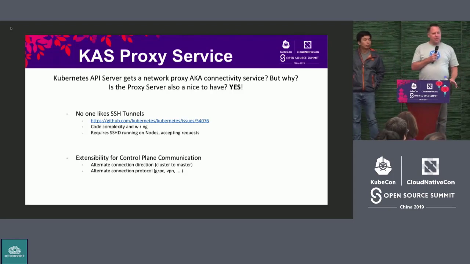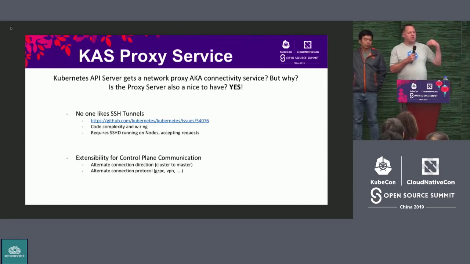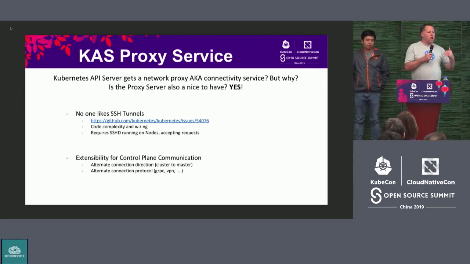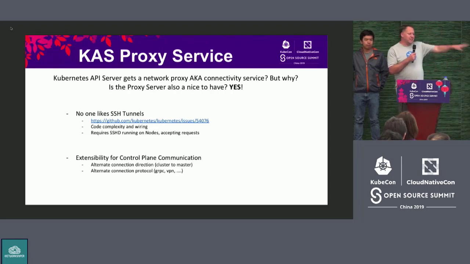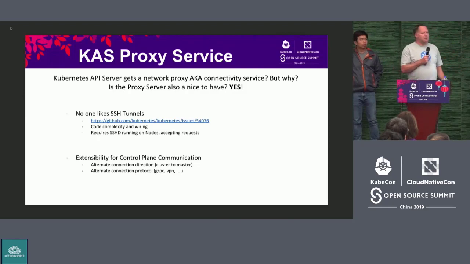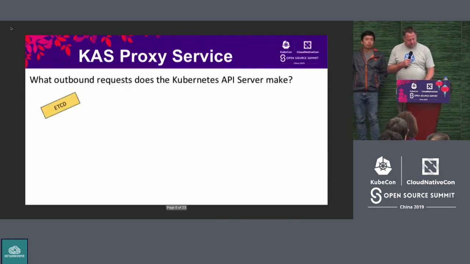It's also an extensibility point. So if I want to be able to do something like talk between the Kube API server and my cluster on a VPN that my particular IT department tells me I need to use, this is a mechanism that will allow me to do that, and which the SSH tunnel solution doesn't have, and there is no other way to do it. With this, we give you the extensibility that would allow you to do that.